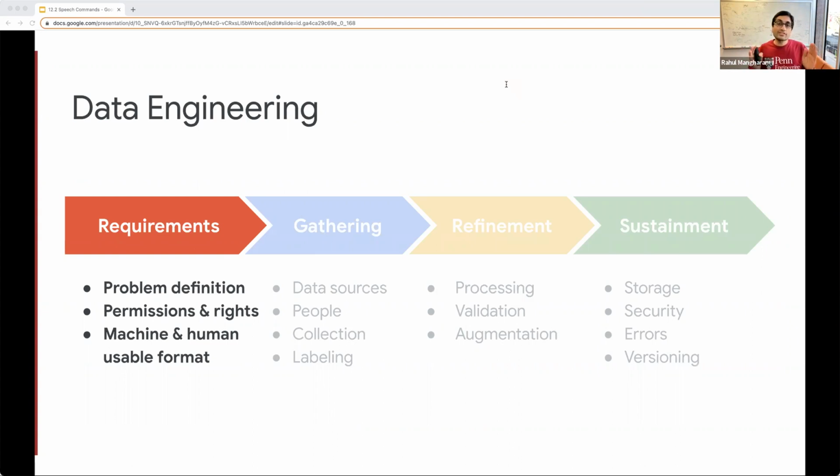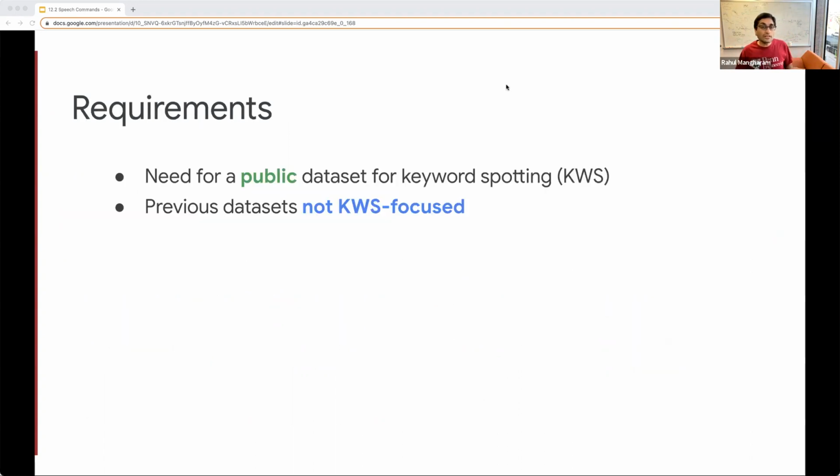Let's talk about what actually motivated him to build this data set. First and foremost, keyword spotting was just starting to take off back in 2017, 2018. But the problem was that it was limited to big organizations. There was nothing out in the public that you or I could use, be it for research, for education, or for commercial purposes. There was no public data set. So that was a seed that jump-started the whole process.